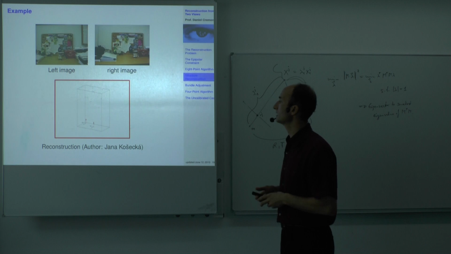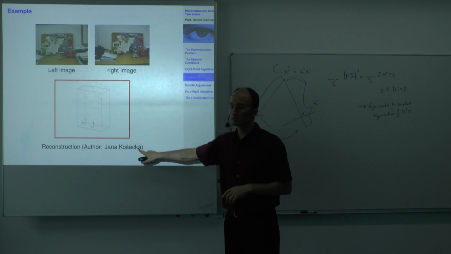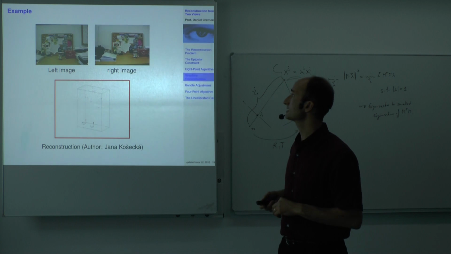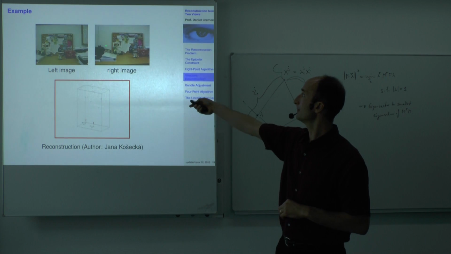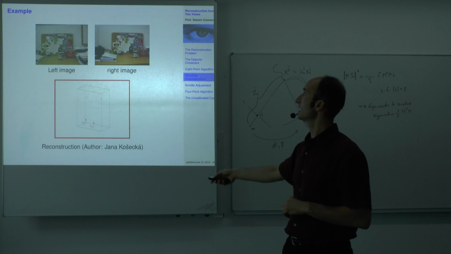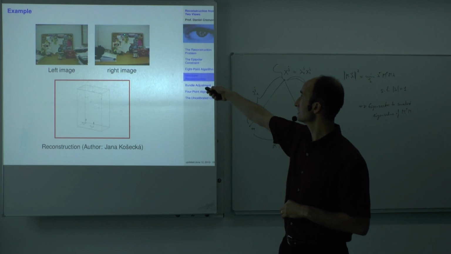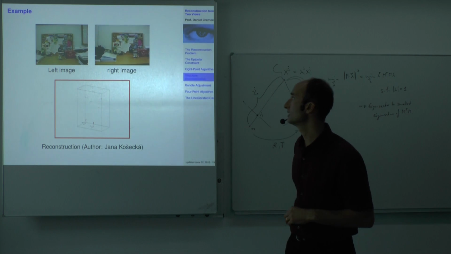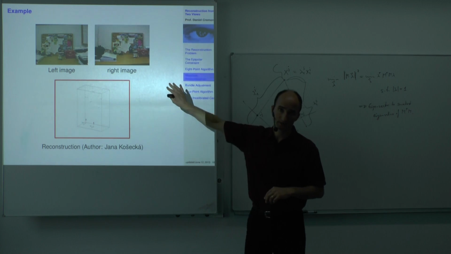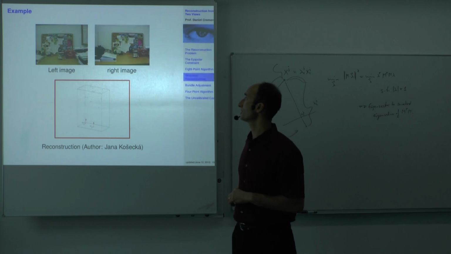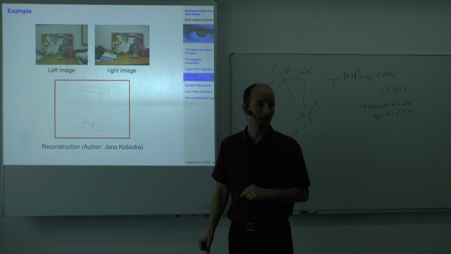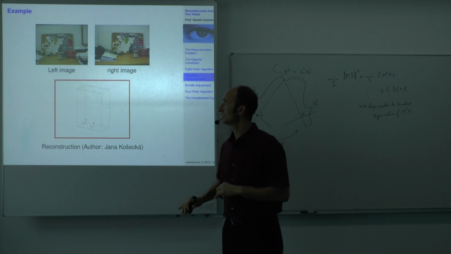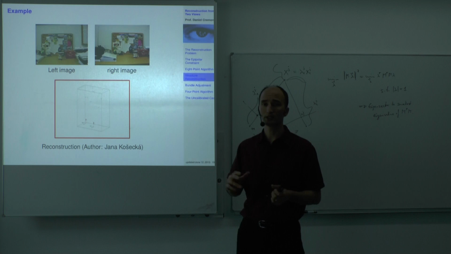Here's an example that was provided by Jana Koseka, one of the authors of the book that we work with in the class. There are two images, these two here, and you see there are correspondences marked, so there are a lot of points here and points there that are marked. I don't know, to be honest, for this example, whether these correspondences were actually determined automatically or manually. For the sake of this part of the reconstruction, it doesn't really matter.